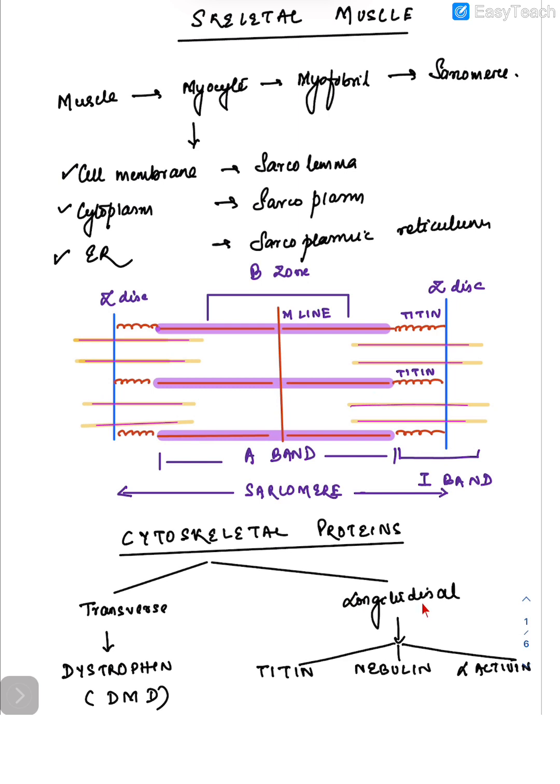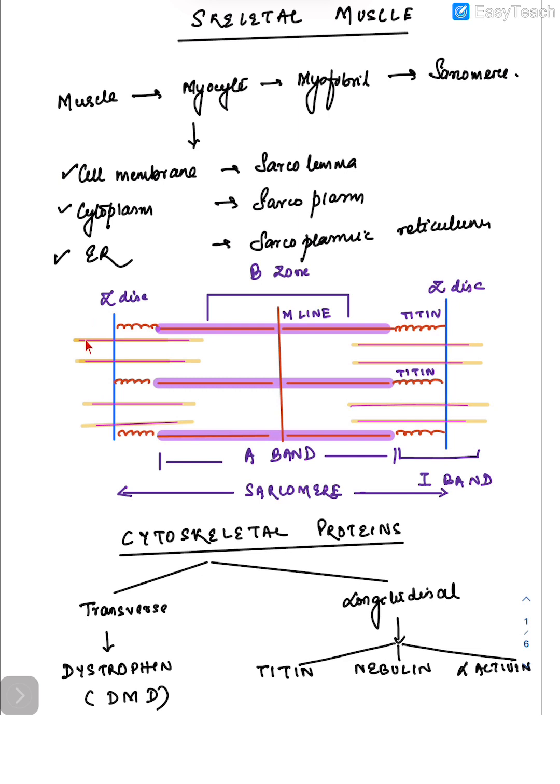The longitudinal cytoskeletal proteins are titin, nebulin, and alpha actinin. Titin, we can see, are these red lines which help to give structural integrity to the myosin heavy chains, and they help in anchoring the myosin heavy chains to the Z disc.